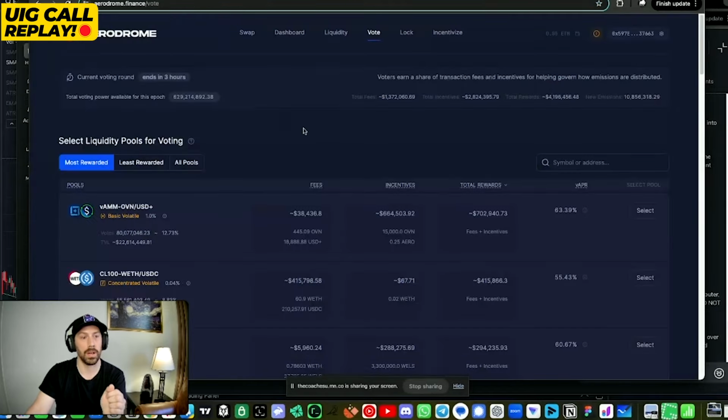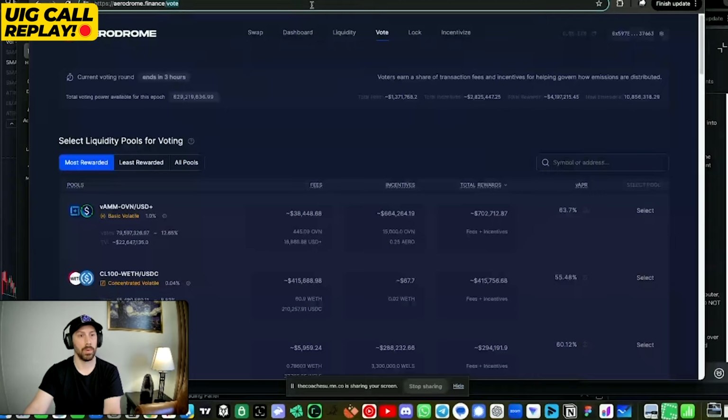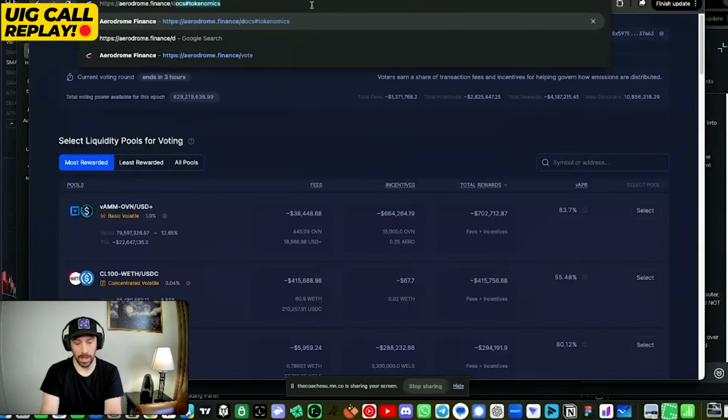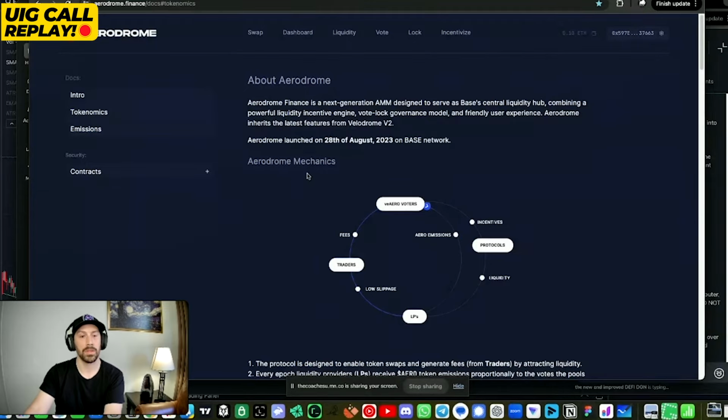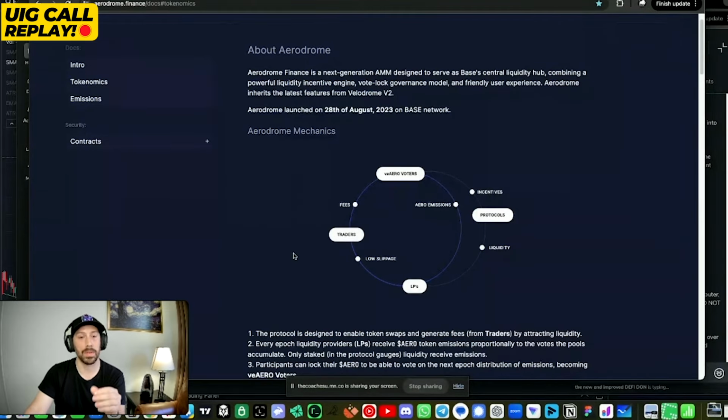Over here on Aerodrome, and by the way, anyone who has VERO, today is the day to vote. The voting period today ends in 2 hours and 45 minutes. So just one thing to point out real quick is that if you have VERO, today is the day to vote. The Aerodrome mechanics are different than they are on Uniswap for LPs.